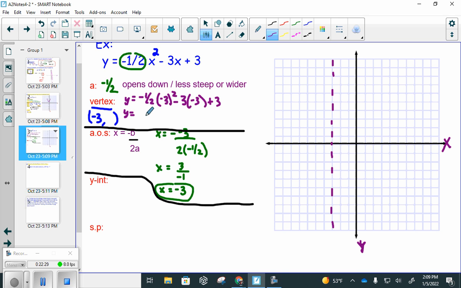-3 squared is going to give me a +9. So right now I have -1/2 times +9. And then -3 times -3 is a +9 as well. And then plus 3. And you're going to show the rest of your work here. -1/2 times 9 is -4.5, plus 9 is 4.5, plus 3 is 7.5. So when you go back to fill it in over here, your y value is 7.5.